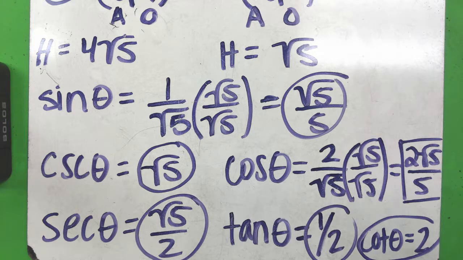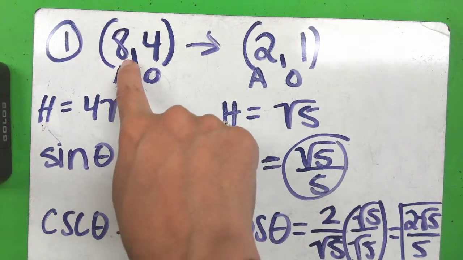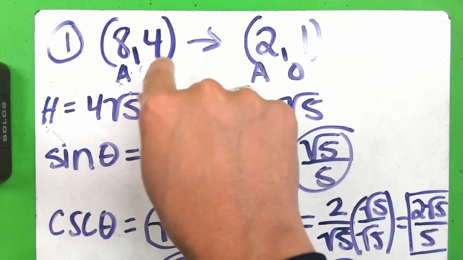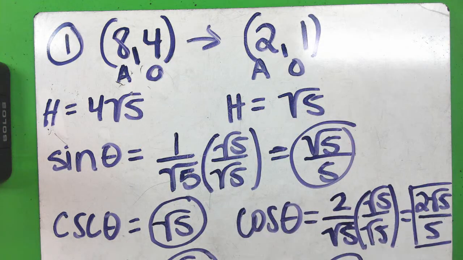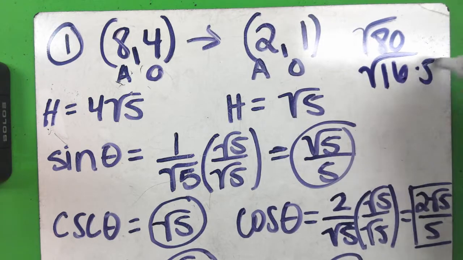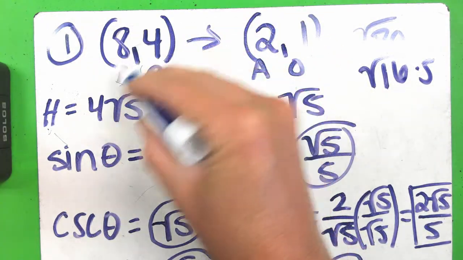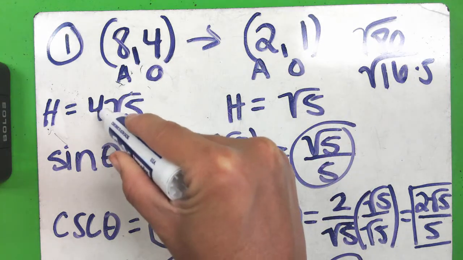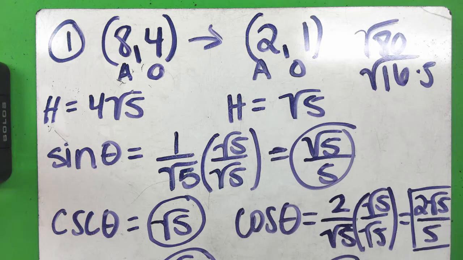Where did square root of 5 come from? We did the Pythagorean theorem with 8 squared and 4 squared. Add them together, we got 80. So then we took, let me write it over here, square root of 80. We broke that up into 16 times 5. So that's where we got 4 square root of 5. And then all of these points have what in common? 4. So that's why we took 4 out of all of them and got 2 and 1 and square root of 5. Okay.